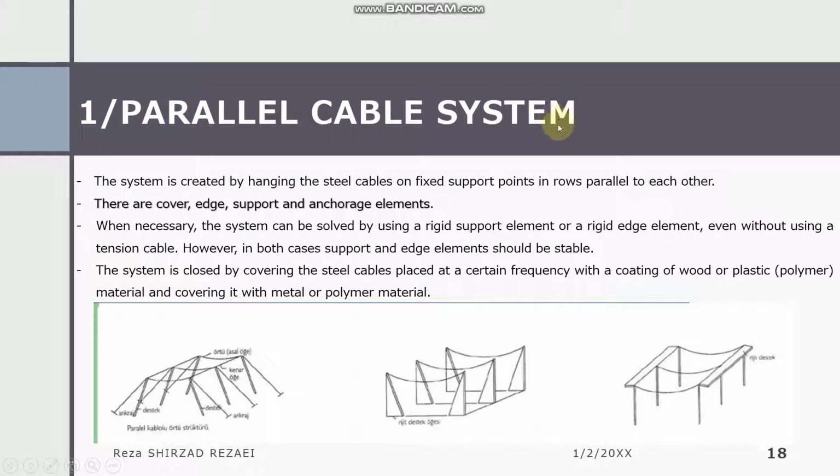Here is the parallel cable system. The system is arranged by hanging steel cables on fixed support points in rows parallel to each other. There are cover, edge, support, and anchorage elements. Here is the support element. Here is the anchorage element, here is the edge, and the cover element you can also see. Here is the rigid support element, also here.